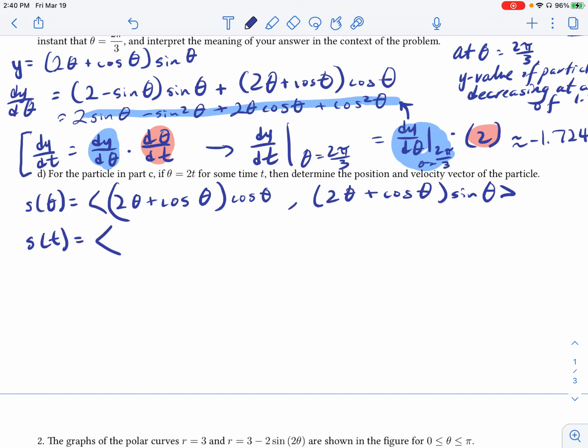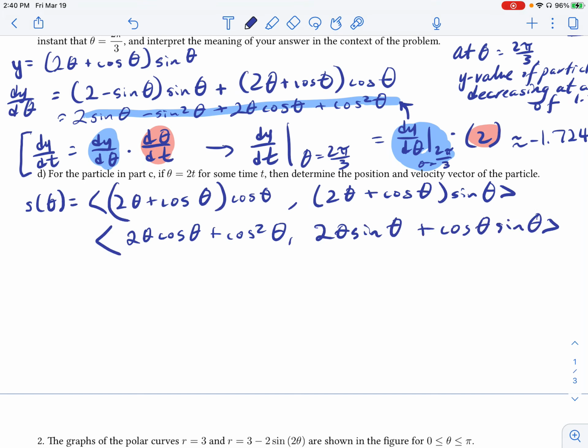If I distribute that cosine theta to 2 theta, actually, before I write it in S of t, let's clean that up because I don't want to confuse anyone. So we get 2 theta cosine theta plus cosine squared theta, and 2 theta sine theta plus cosine theta sine theta. All I've done so far is just distribute. Now I'm ready to write this position vector in terms of t.